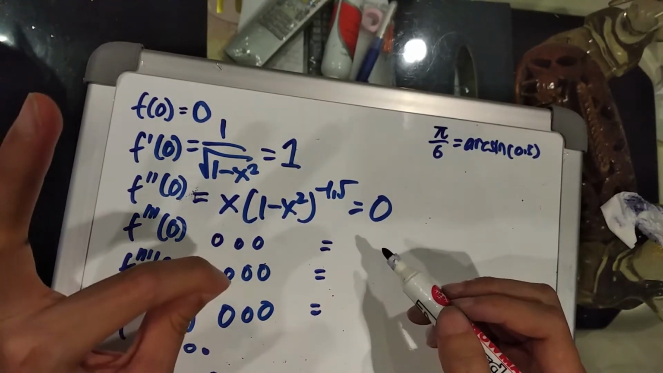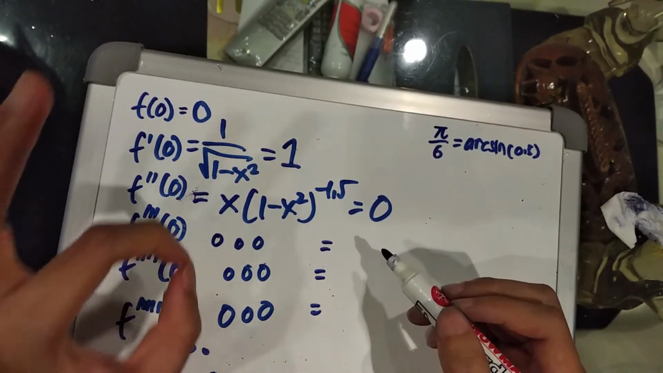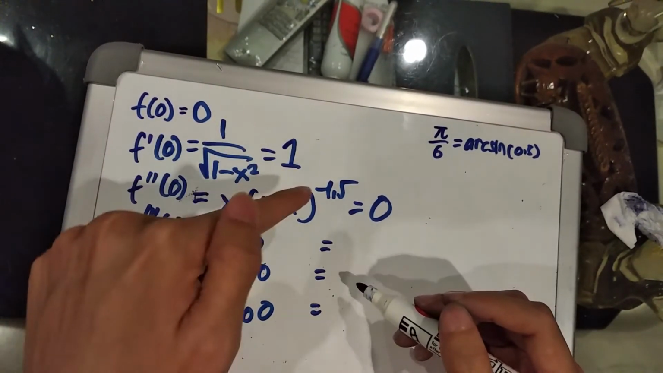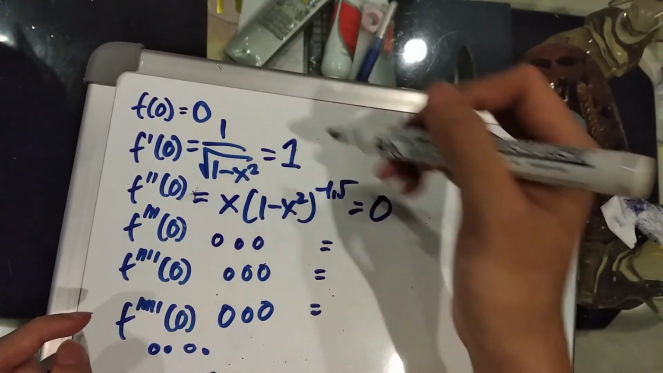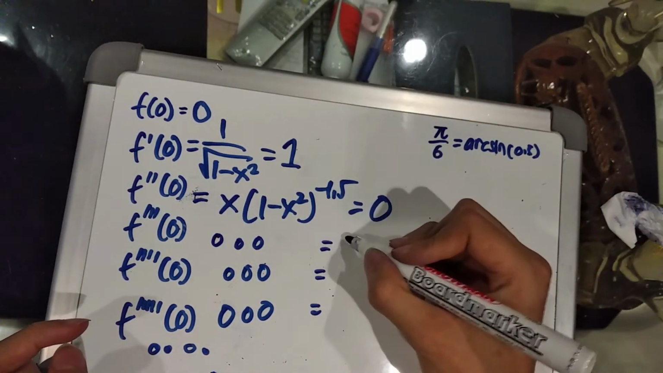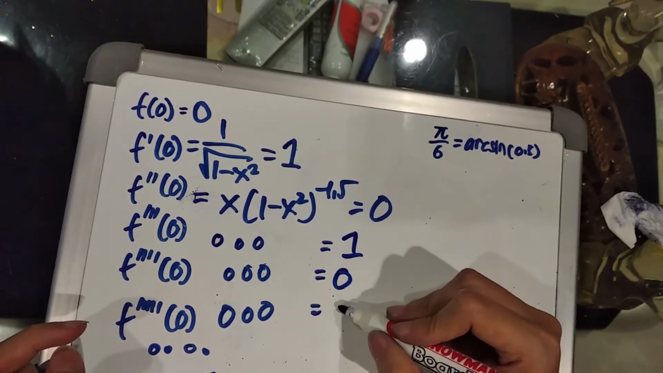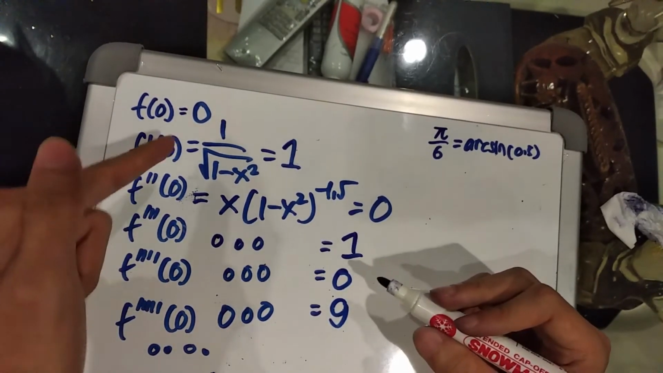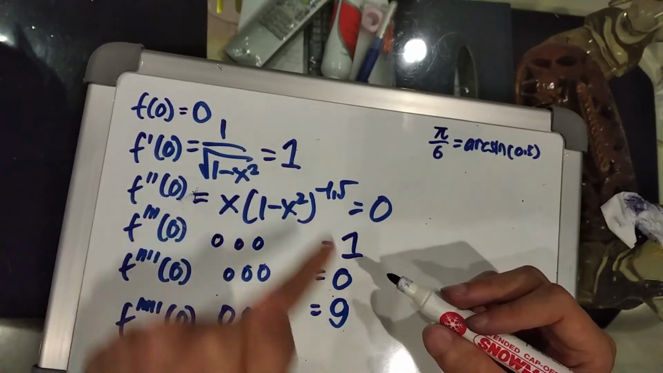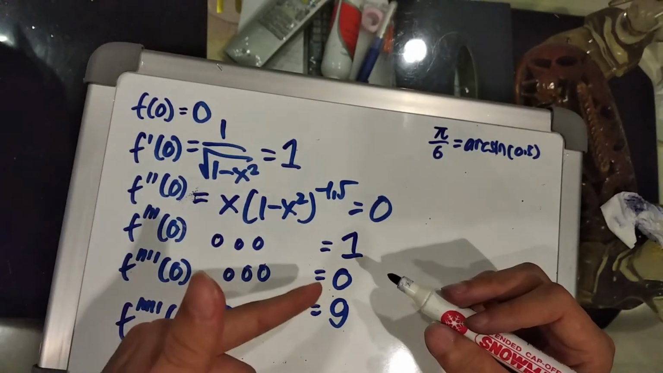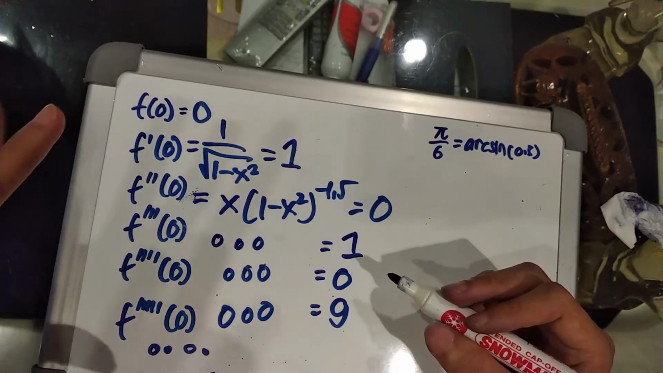Meanwhile, I have the values already pre-prepared, and that's what I'm going to write down right now. We have 0, 1, 0, 1, 0, and 9. And these values will be used for the construction of our Taylor series.